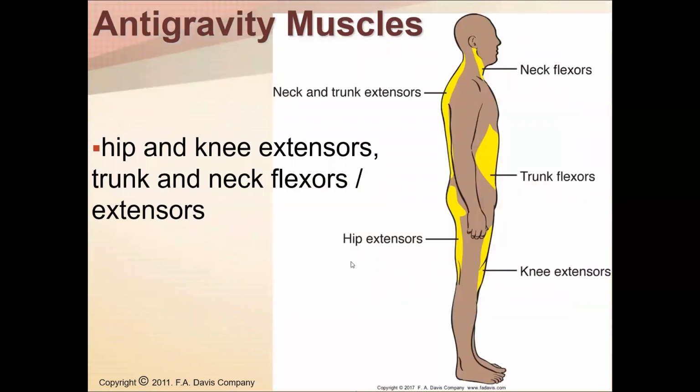So our anti-gravity muscles, a lot of them occur in our core, right? We have our trunk flexors and trunk extensors. We also have our knee and hip extensors and flexors. All of those help keep us upright. Our neck extensors and our neck flexors keep us all positively upright. Those are our primary anti-gravity muscles, meaning those are the muscles that fight for us to keep us upright at all times. If we don't have them, we'd end up on all fours.